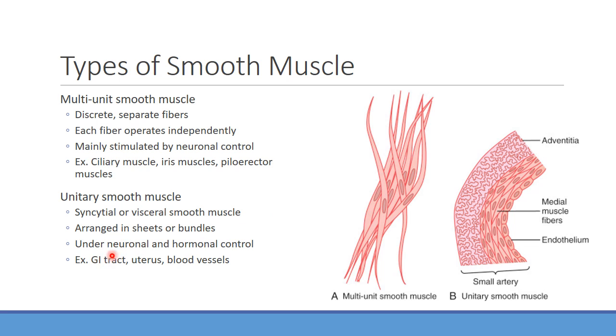But these again are going to be under neuronal control, as we saw previously, especially with the GI tract and whatnot, but also under a lot of hormonal control. So again, we can look to see, okay, maybe this is under sympathetic and parasympathetic activation, but also could be affected by certain hormones like ADH or renin or other things like that, or angiotensin II, I should say.